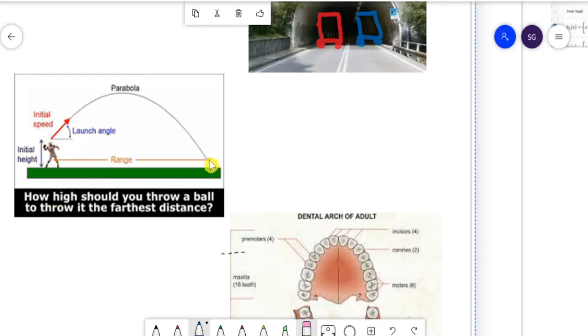Similarly, another application of transformation is finding the optimal distance for a throw. What we need to consider is the initial speed and so on, but again, we need to consider the parabolic path that it would cover. So we make transformations to the parabolic path using different values of launch angle, initial speed and initial height.